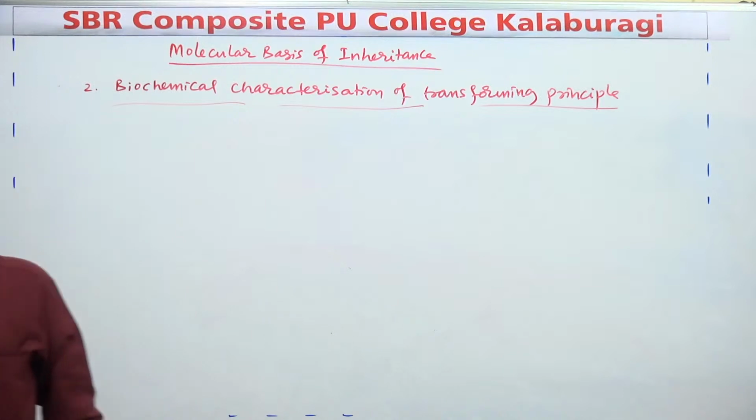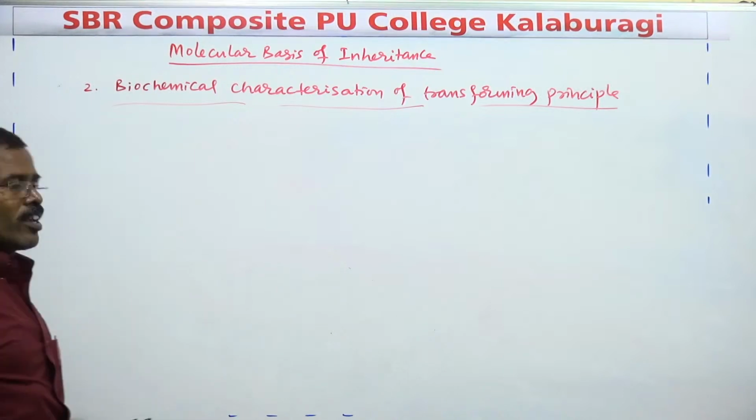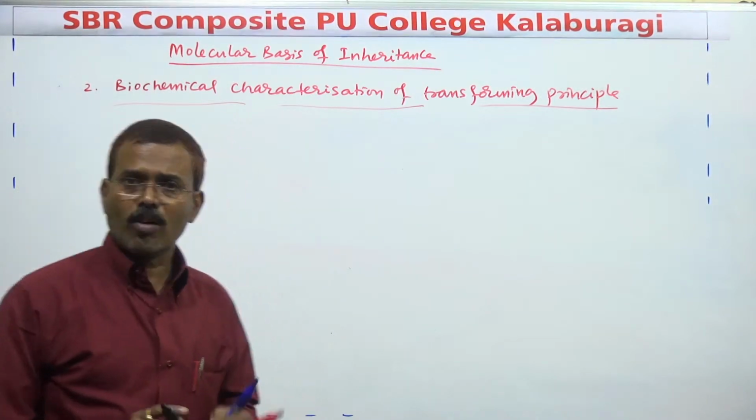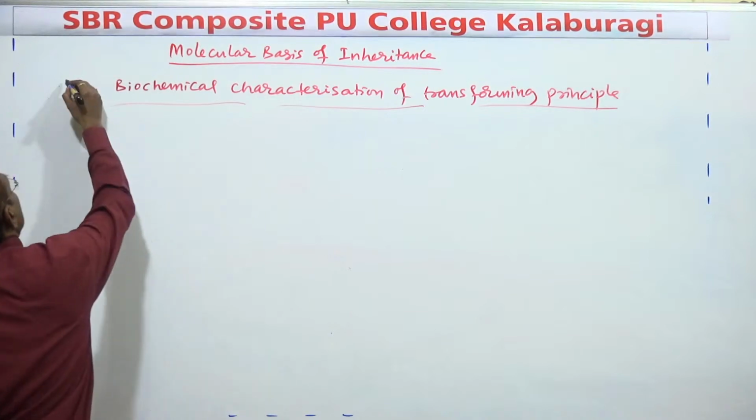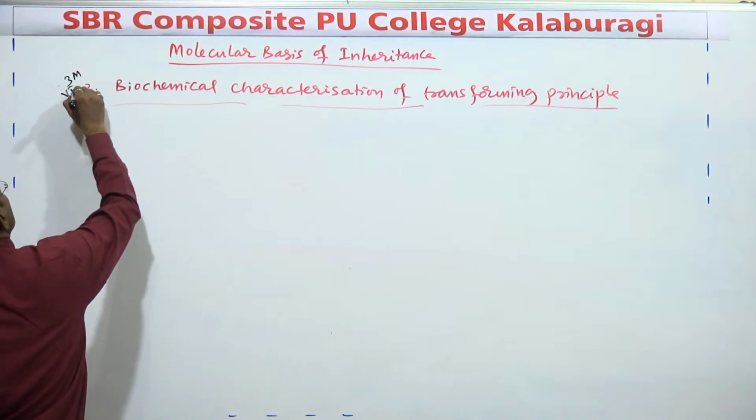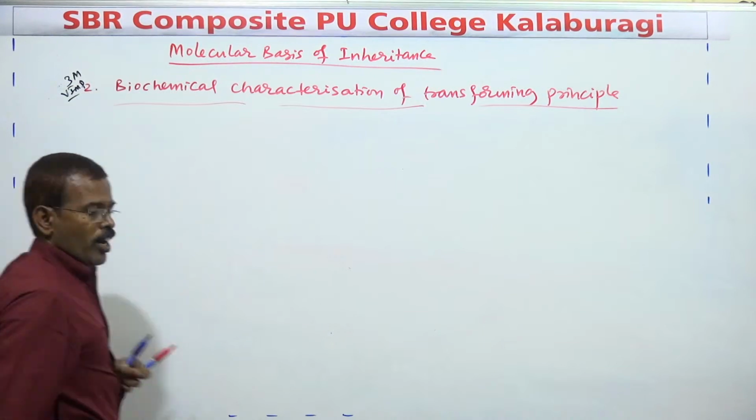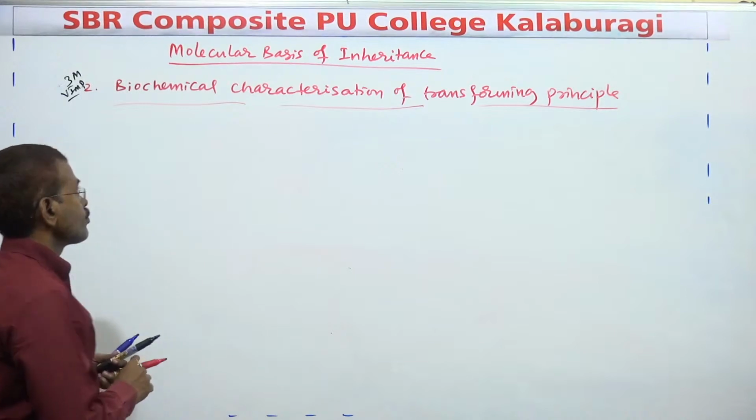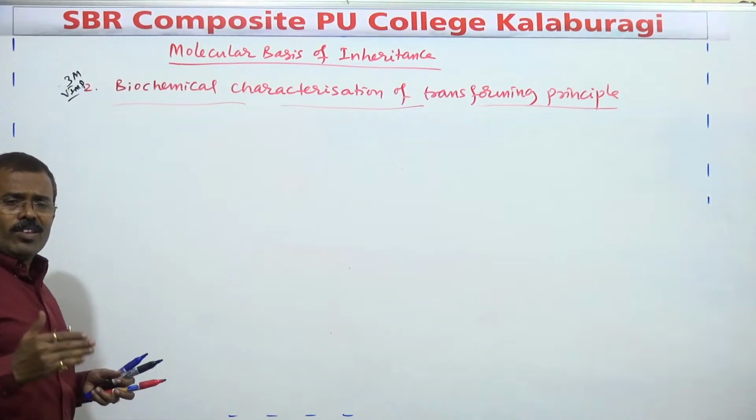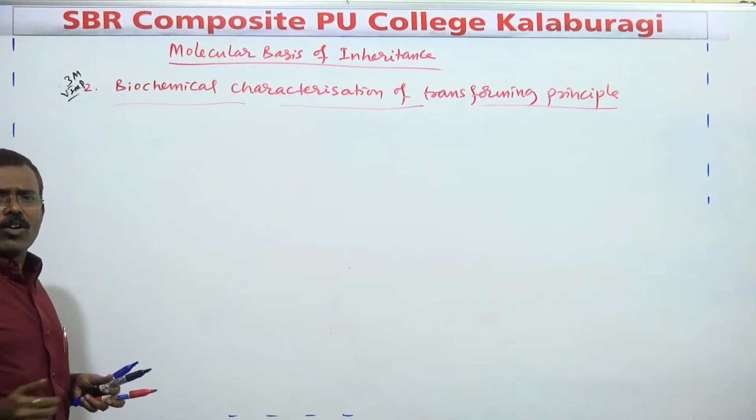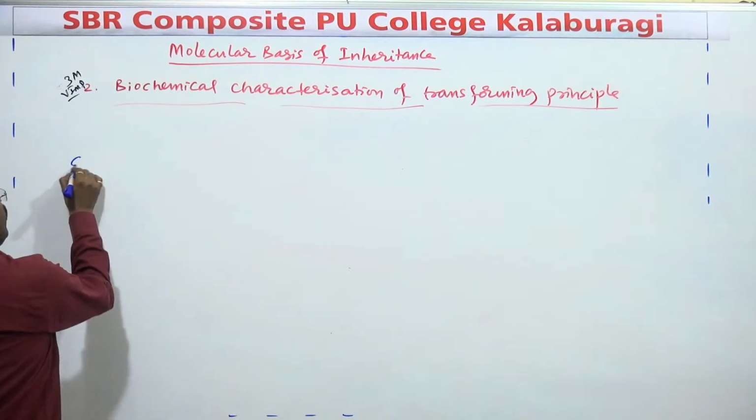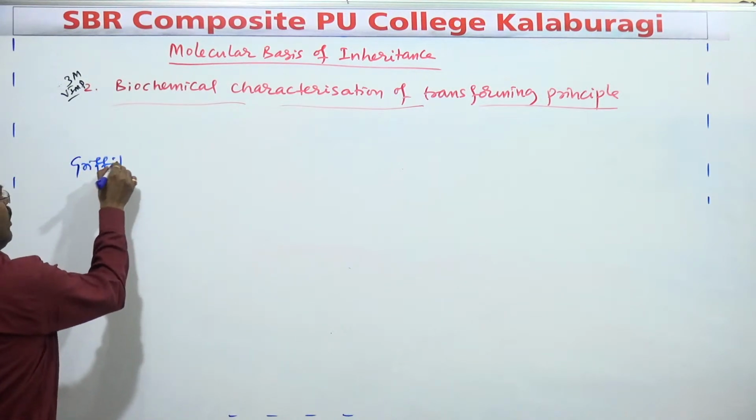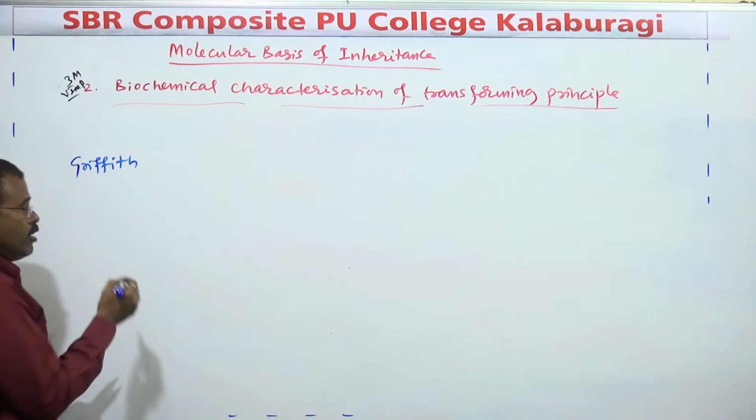So next, a very important one: biochemical characterization of the transforming principle. This can be asked for 3 marks, very important. This is the continuation of the research work of Griffith, what Griffith had done on the bacterium.